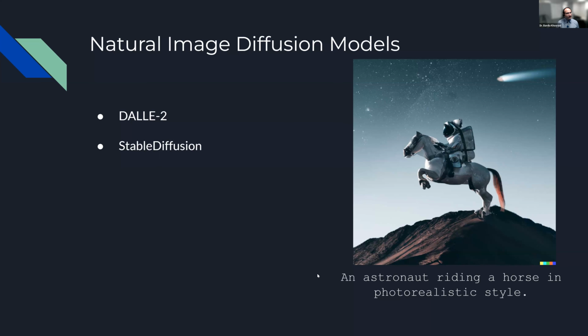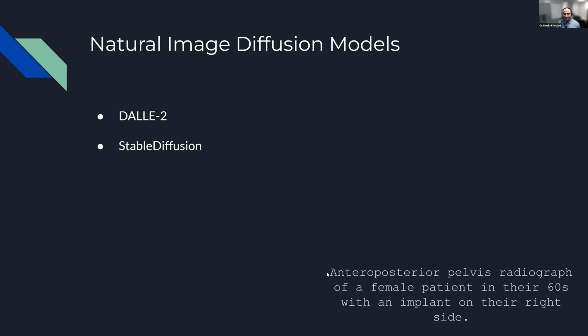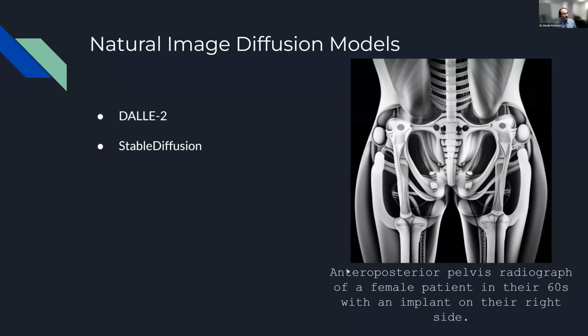But these models' training data is not rich in medical data. As an example, if you ask Stable Diffusion to create an anterior-posterior pelvis radiograph of a female in her 60s with an implant on the right side, so no pathology, it's just simple stuff. Things that you will see later are more fascinating. But here, you'll see it will give you this. It's beautiful, it's aesthetically very good, but that's just it. It doesn't look real, it's not plausible, and it cannot be used for anything downstream. It's good for art.